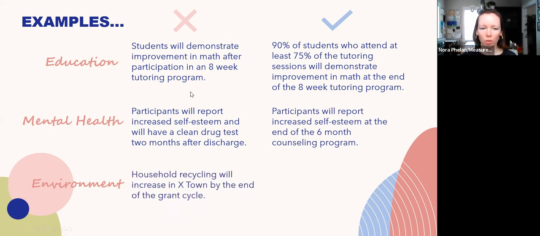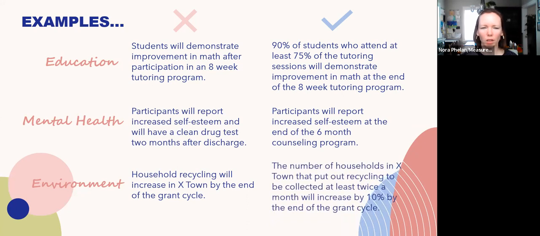And then an example for environment. Household recycling will increase in X town by the end of the grant cycle. So some of my questions here would be, what does it mean by increase? Are we looking at the number of households in the town? You want to increase the number of households, or perhaps the amount of recycling that each household produces? Maybe you want that to increase. So just being clear about how exactly that's being thought of.